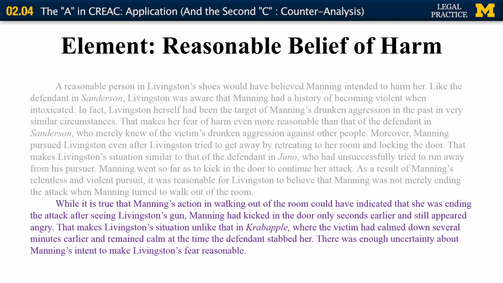Okay, now let's look back at our overall application for the reasonable belief of harm element. We have one more paragraph of application. And here's what it says. While it is true that Manning's action in walking out of the room could have indicated that she was ending the attack after seeing Livingston's gun, Manning had kicked in the door only seconds earlier and still appeared angry. That makes Livingston's situation unlike that in Crabapple, again, drawing a specific distinction between the case law, where the victim had calmed down several minutes earlier and remained calm at the time that the defendant stabbed her. There was enough uncertainty about Manning's intent to make Livingston's fear reasonable.